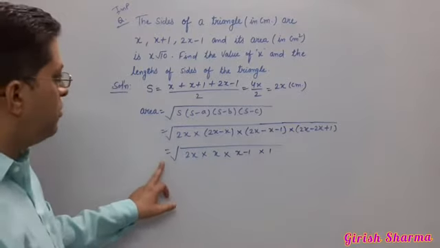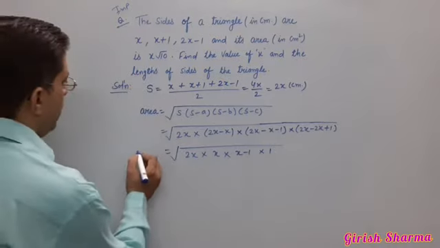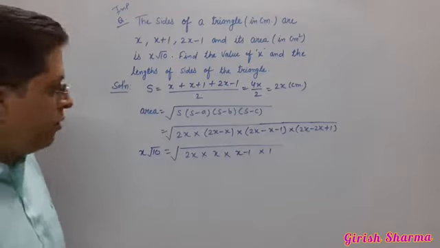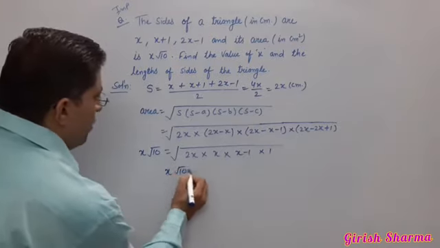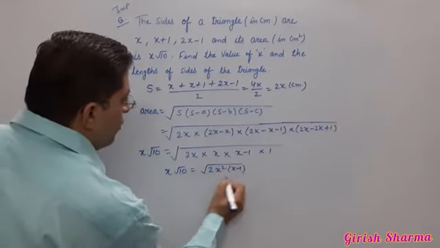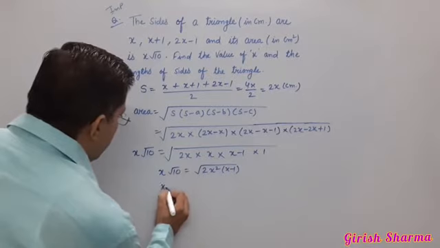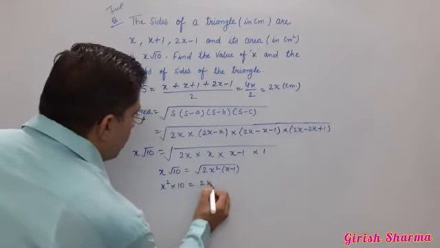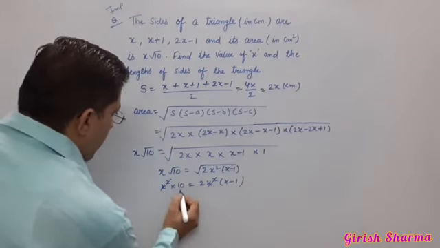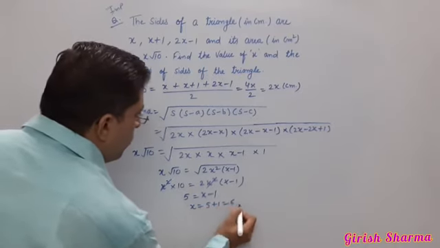But what is given to us? Its area is given to you as x under root 10. And see here, x under root 10, and what is coming inside? 2x square into x minus 1. Then take the square on both sides. x square into 10, and here 2x square into x minus 1. This cancels with this. 10 upon 2 is 5, equal to x minus 1. Then x will be 5 plus 1, equal to 6.